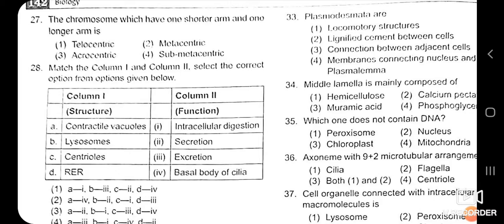The correct answer of this question is the submetacentric chromosome. In such a type of chromosome, the centromere is present away from the middle point. So one arm is shorter and one arm is longer. So the correct answer is the fourth one, submetacentric.